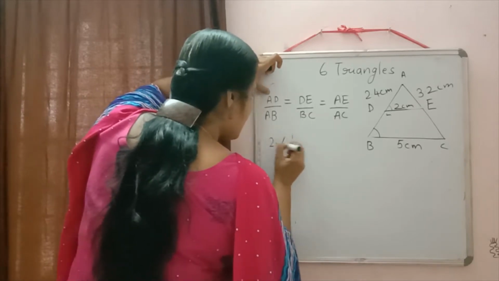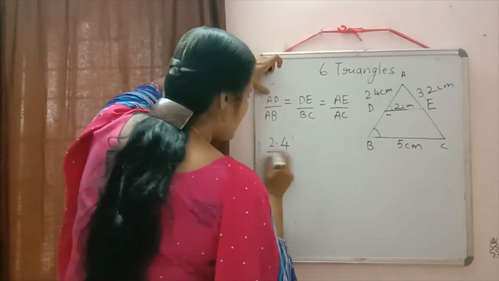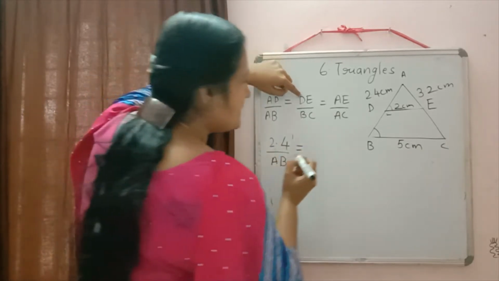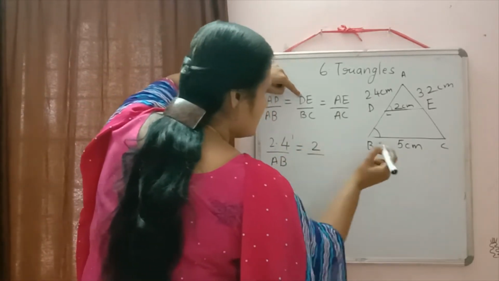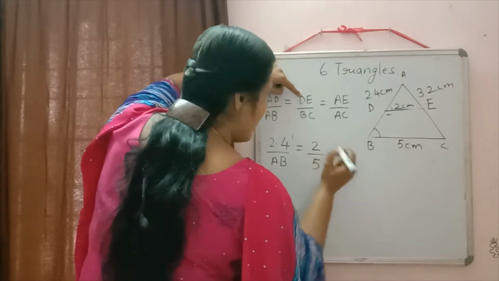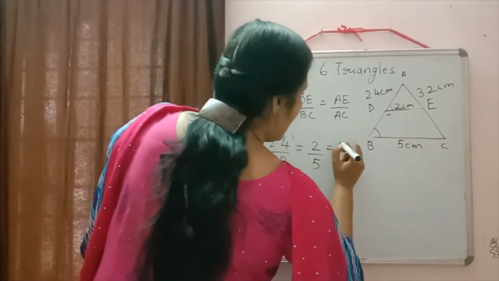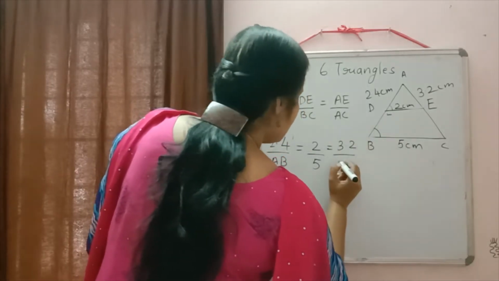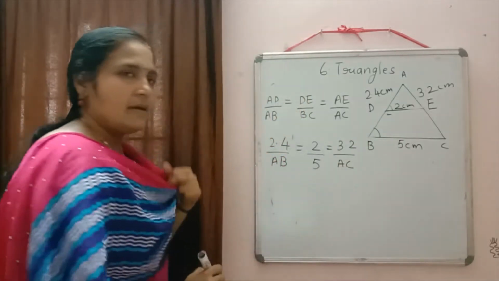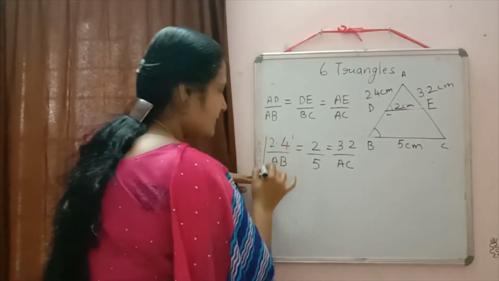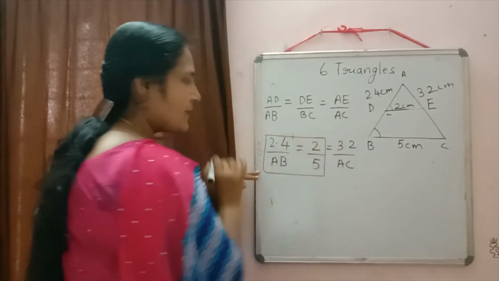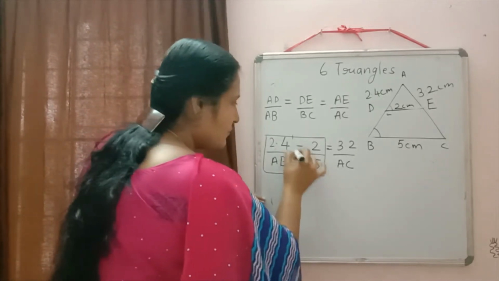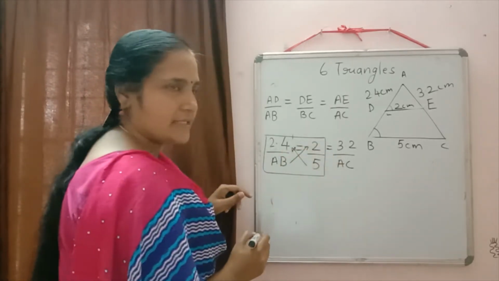Just substitute the values which are given. 2.4 by AB is equal to DE, how much? DE is equal to 2 by BC is equal to 5 is equal to AE 3.2 by AC. AC we have to calculate there. So first what we can do, we can equate these two ratios. Then our answer will come. We will get the value of AB. So for that what we will do? We will do the cross multiplication.